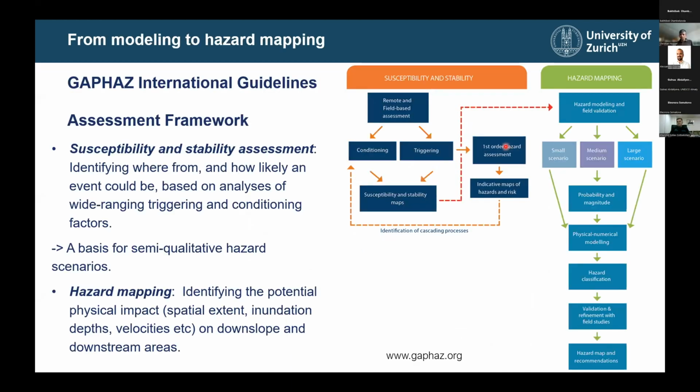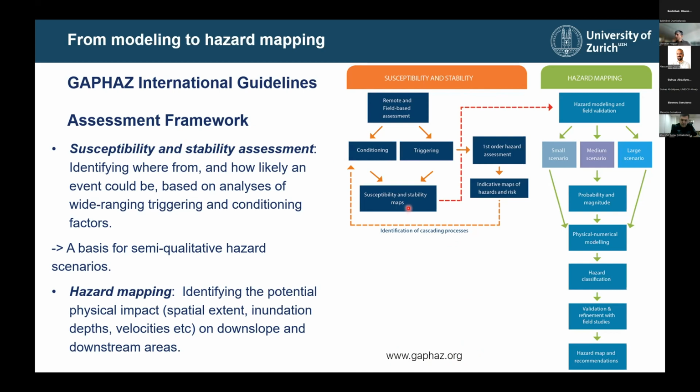I also would like to direct you here to the GAPHAZ international guidelines. GAPHAZ is an international commission on glacier and permafrost hazards in mountains. And for those who have not yet been able to be informed about this, you are very welcome to join this international commission as a member, and contribute and benefit from the expertise. Please go to gaphaz.org.